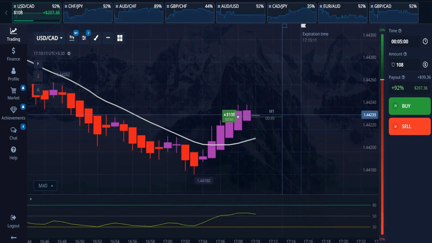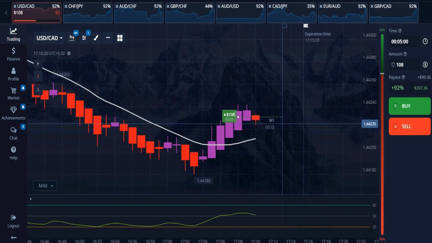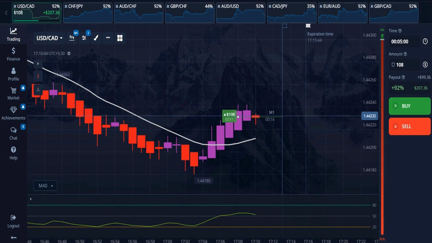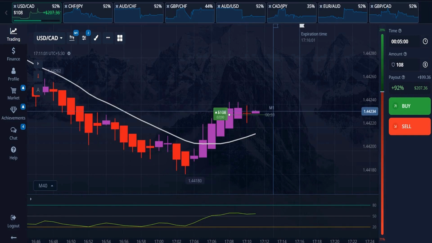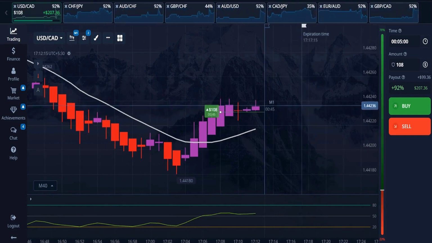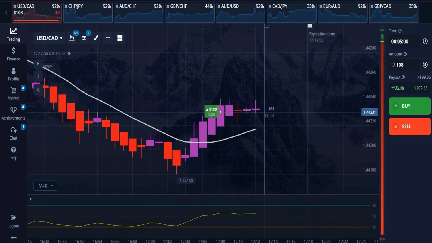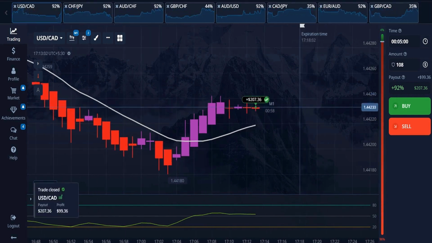I always recommend that you first test this strategy on a demo account before using it on a real account. Trading requires patience and practice, and you should only trade with real money when you fully understand the strategy. Once you're confident in your results on the demo account, then you can consider using it in live trading. And there it is, another successful trade following our strategy.